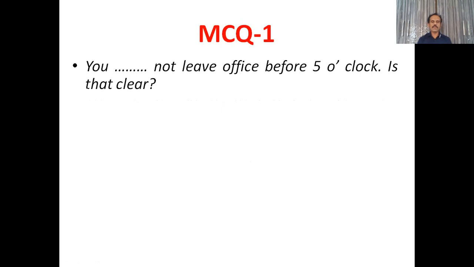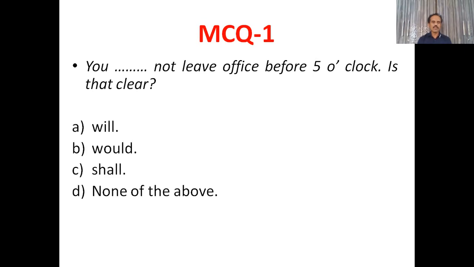You dash not leave office before 5 o'clock. Is that clear? Use the appropriate modal auxiliary. Will, would, shall, none of the above. Which has to be filled in the blank? Look at the tone of the sentence. You dash not leave office before 5 o'clock. Is that clear? I think you are right, dear students. Here is the answer. C, you shall not. So this is an order. Shall is used with second person for order or command.